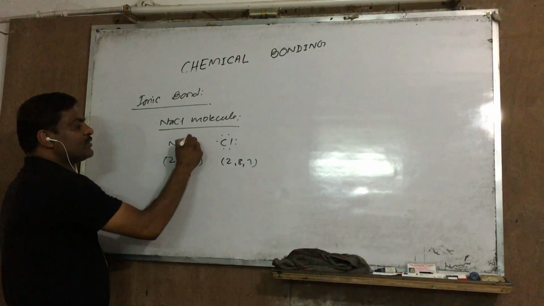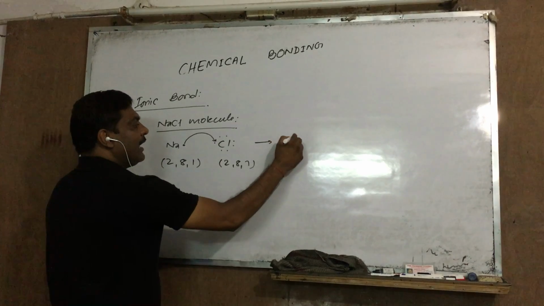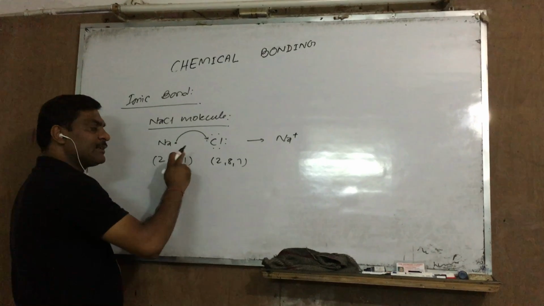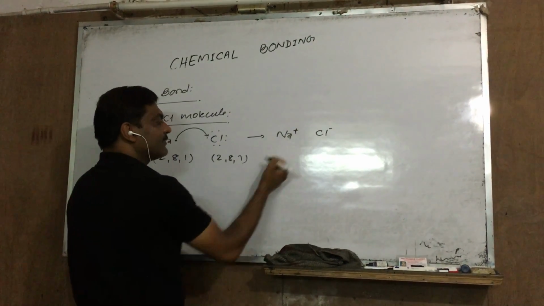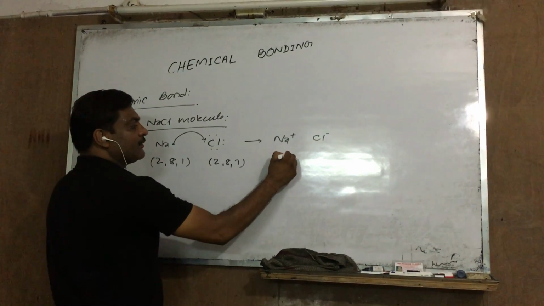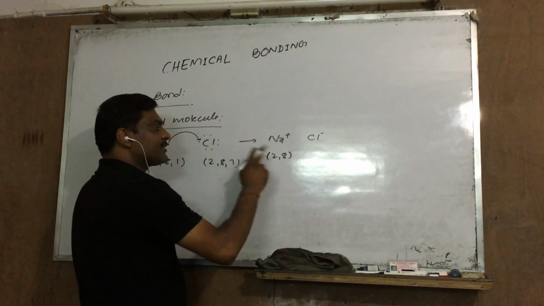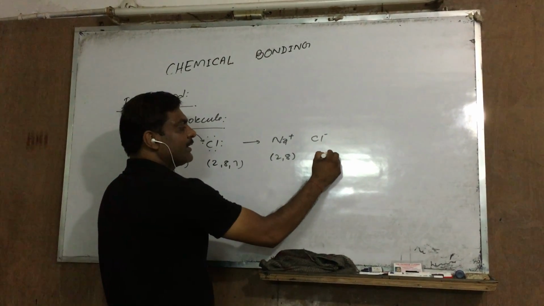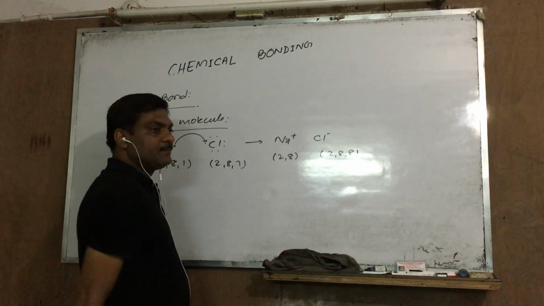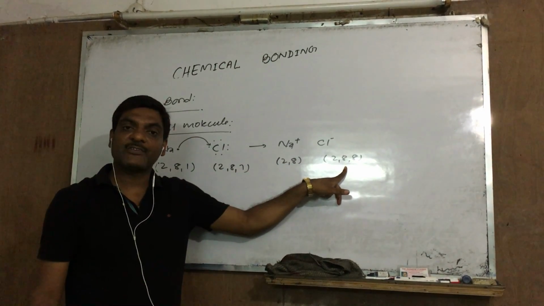Sodium loses one electron to the chlorine atom to form Na+, and chlorine gains one electron from the sodium atom to form Cl-. After losing one electron, the configuration of sodium becomes 2-8, and by gaining one electron, the configuration of chlorine becomes 2-8-8. Now both become stable. This is the electronic configuration of neon, and this is the electronic configuration of argon.